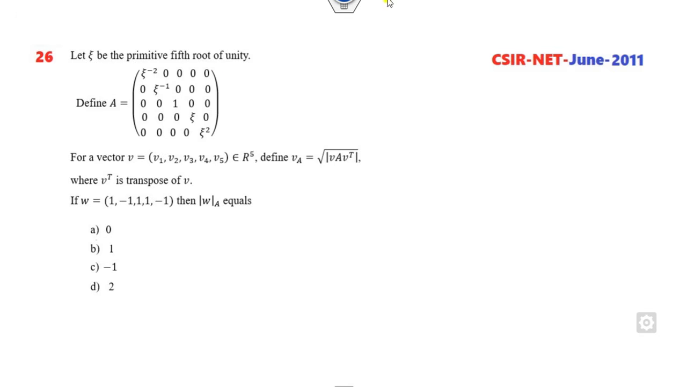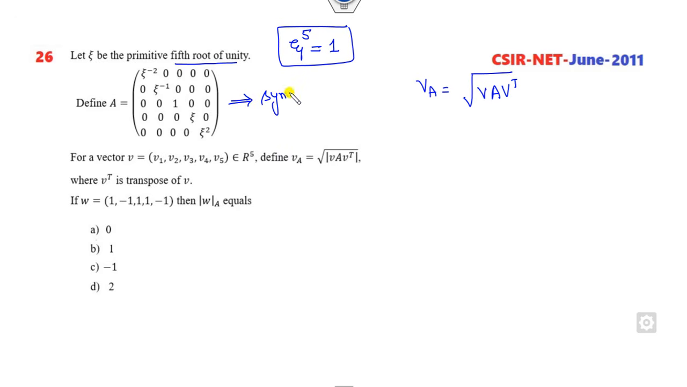Okay, what is that? This is the primitive root of unity. Omega raised to power 5 is my 1. Fine. Okay, V is my here. This is some certain matrix. V of here is this V A V transpose. Fine. So clearly, this is my symmetric matrix. Then for the particular pair of the W, what is the value of this of here? So this is nothing but my here.